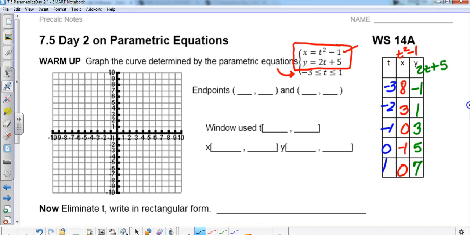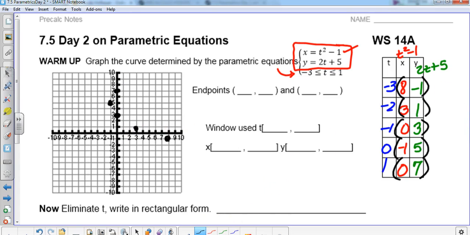All right, what are we actually plotting on the graph? The x, y ordered pairs, okay? T is how we got those values, but we don't actually plot t on the graph paper. So we have 8, -1, 3, 1, 0, 3, -1, 5, and 0, 7.